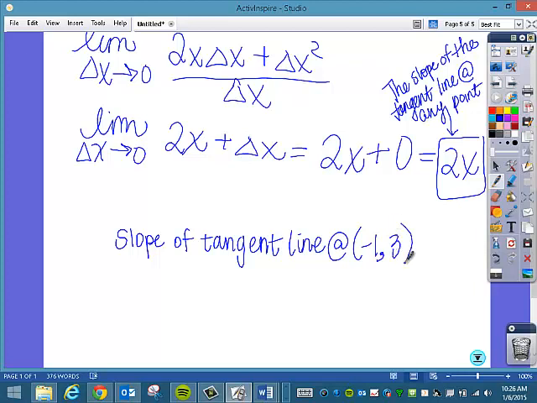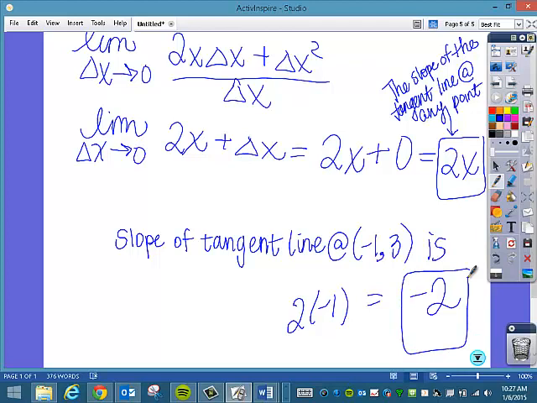My x value is -1, so I'm going to plug -1 into that. So 2 times -1 is -2. So the slope of the tangent line at the point (-1, 3) is -2.